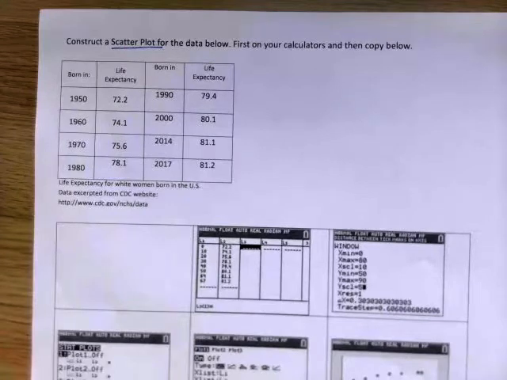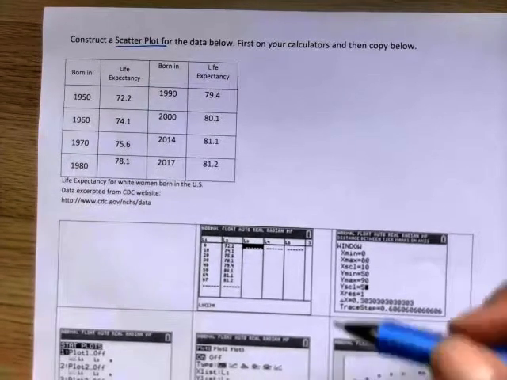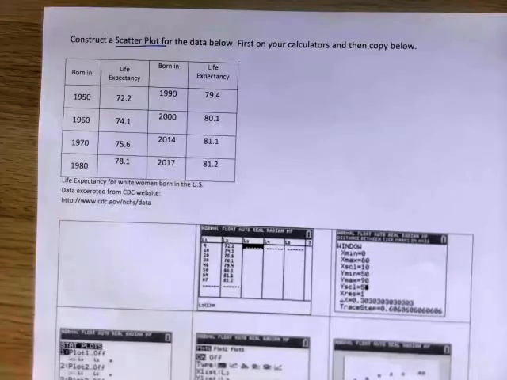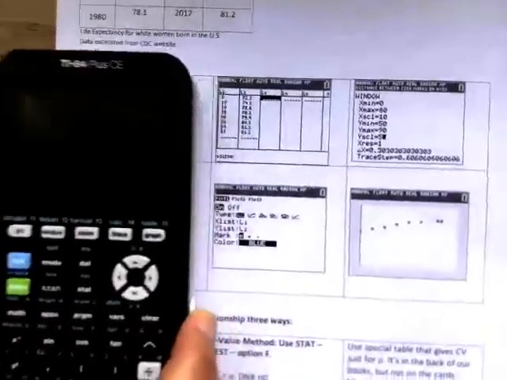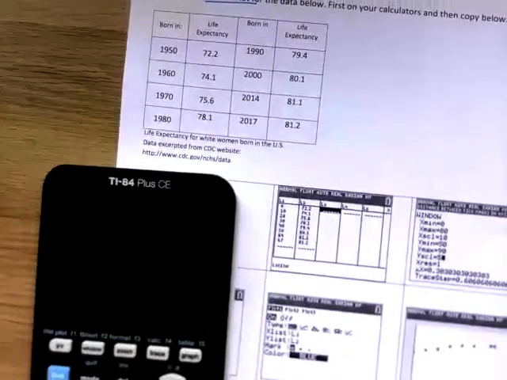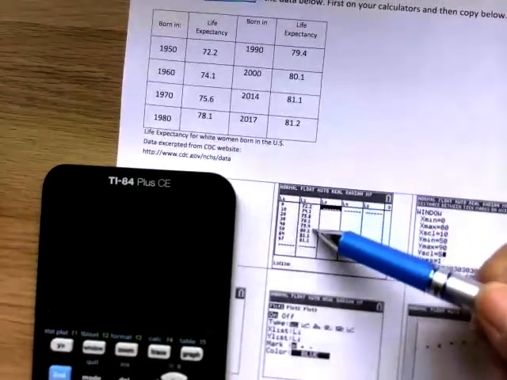Okay, so let's go ahead and take a look at this. I have some screenshots for you, and I'll bring my calculator up, but these are the things you're going to shoot for. You're not going to be able to see my calculator, so go ahead and cover this up. The first thing you want to do is input the data, and I have mine in L1 and L2.